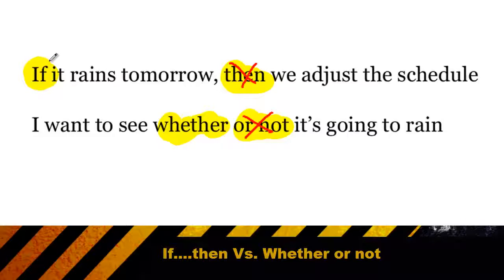We use if when we're showing consequence. If something happens, then this will happen later. Whether is when we're undecided on two possible outcomes. So in the top example, we only talk about what's going to happen if it rains. And the bottom example addresses two possibilities. It's going to rain or it's not going to rain.